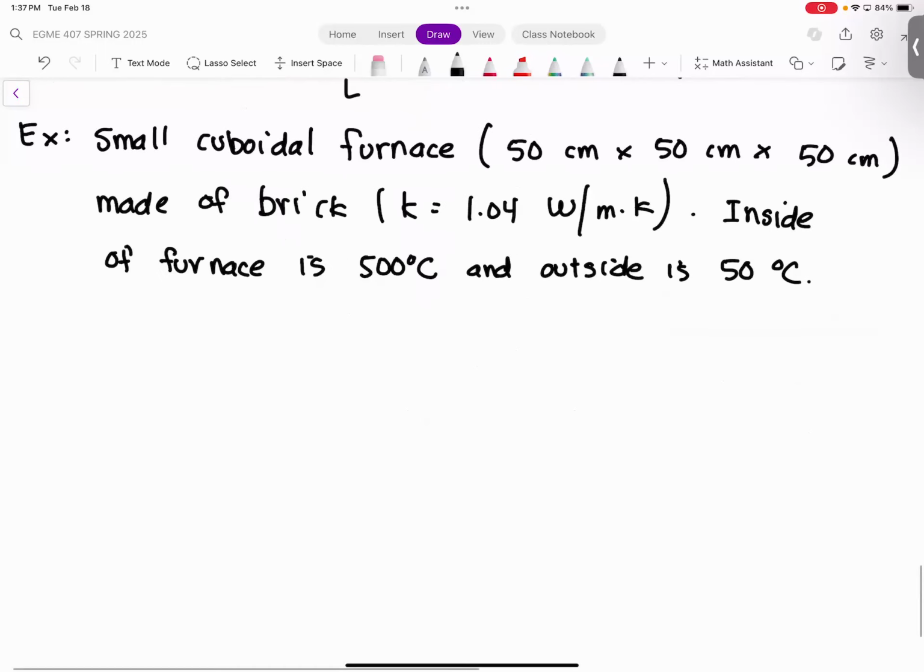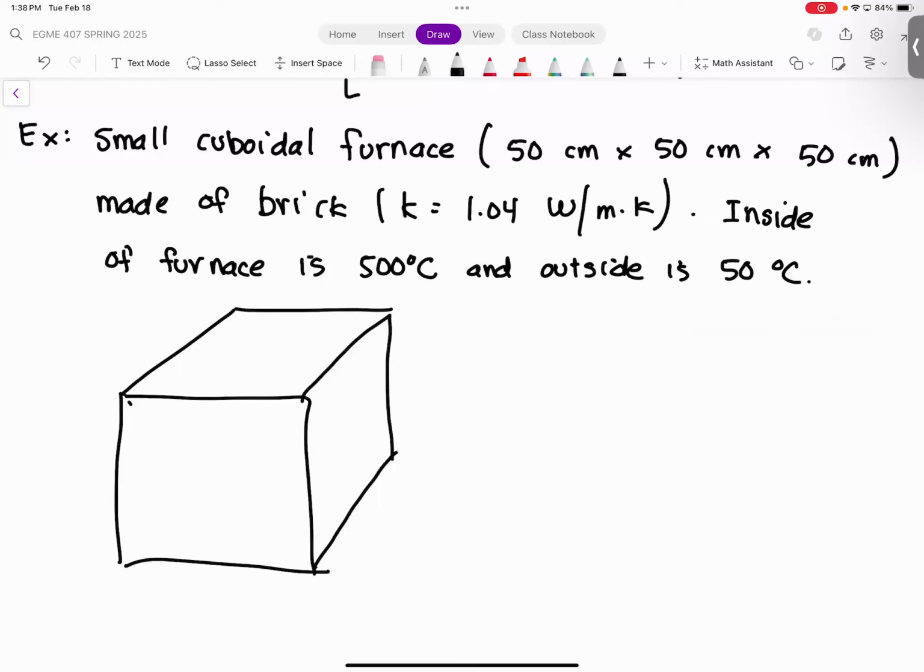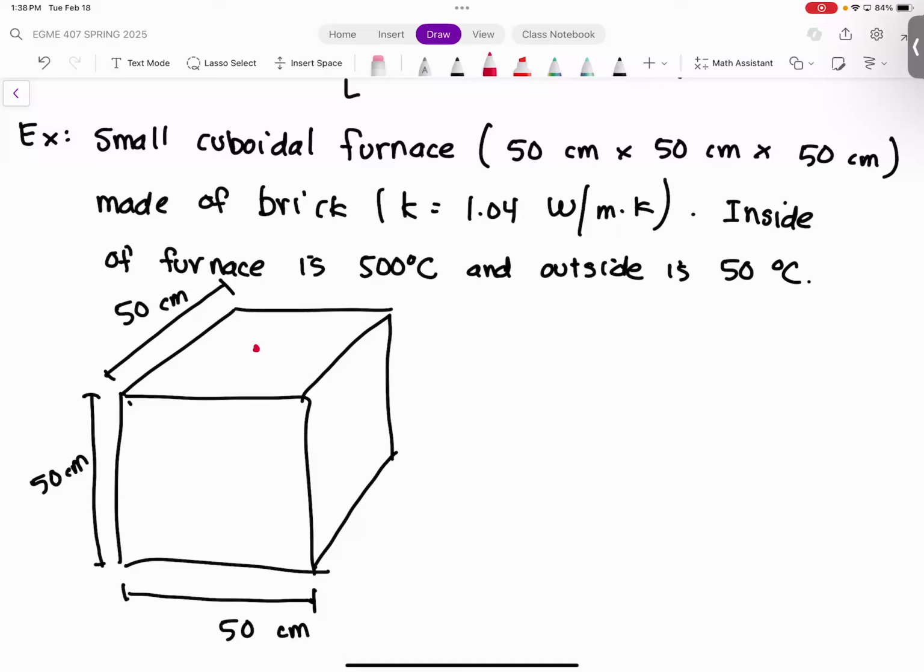All right, so let me go ahead and draw this out. So we have a furnace here. Looks just like this. And so the dimensions are 50 centimeters, 50 centimeters, 50 centimeters. And so what we want to do, oh, let me label the temperature. So let's say that the temperature of the furnace, TF, is equal to 500 degrees C. And then the temperature of the air around it. So we're going to assume that the air is fairly still, so there's no convection. So we'll say the temperature of the air, TA, is 50 degrees C. Okay. And so what we want to do in this case is compute the total heat loss from the furnace to the air.